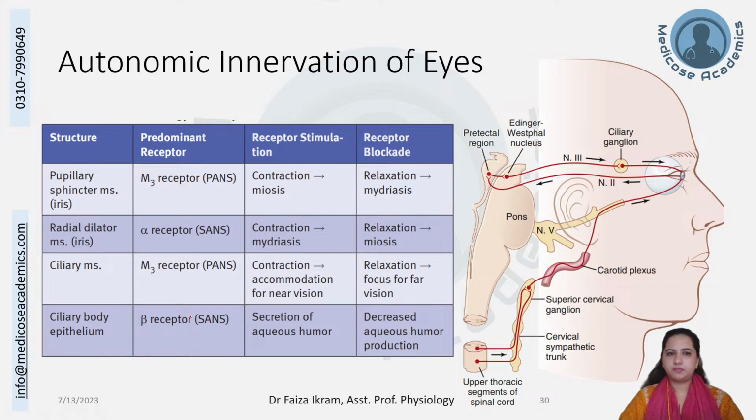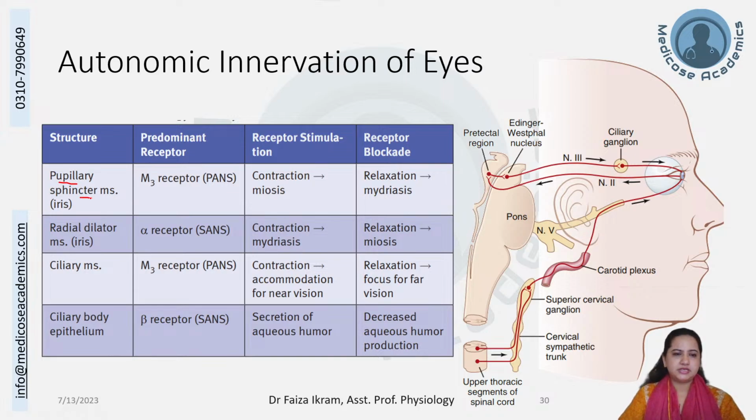Let's move on to the next topic, that is autonomic innervation of eyes. This is the last topic for today's session. Autonomic innervation of the eye is both from the sympathetics and parasympathetics. We have seen these in one context or the other in the previous sessions. Let's have a look at it.